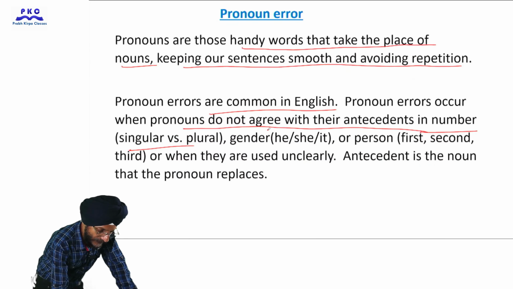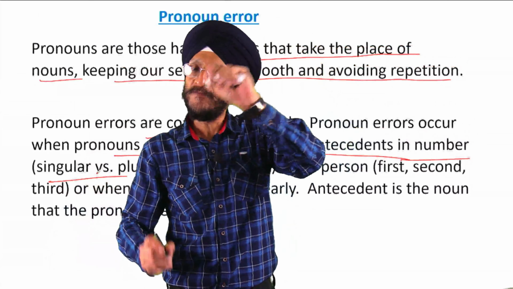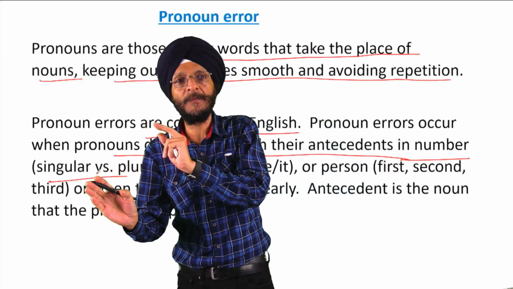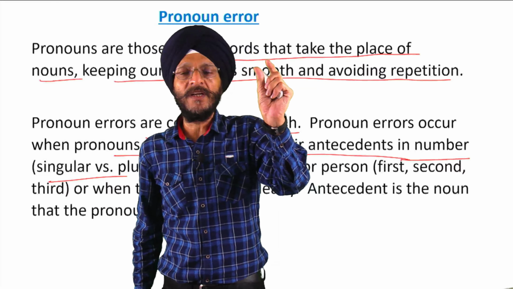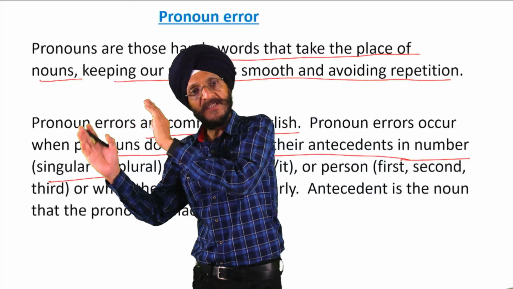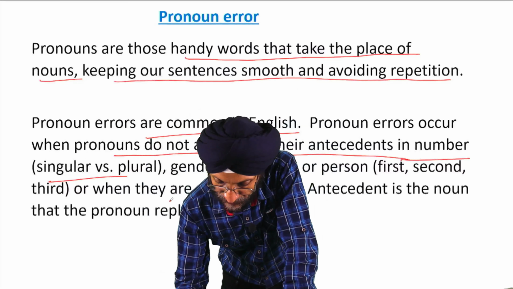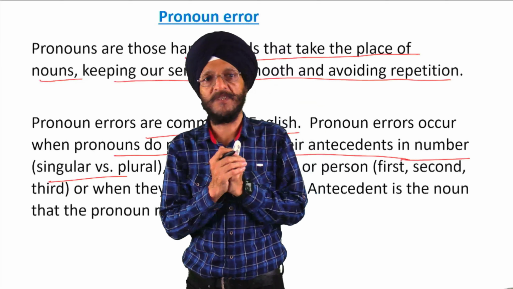Pronoun errors occur when pronouns do not agree with the antecedents in number, singular versus plural. It means that if the noun is singular, the pronoun should be singular. If the noun is plural, the pronoun should be plural. If the gender of the noun is male, we should use he. If it is female, we should use she. Accordingly, we should make use of first person, second person, or third person.